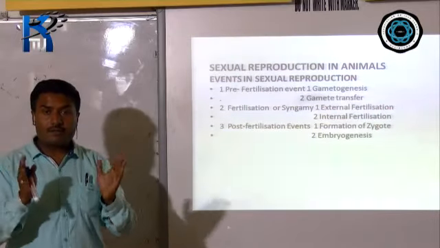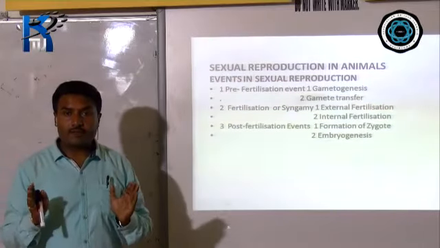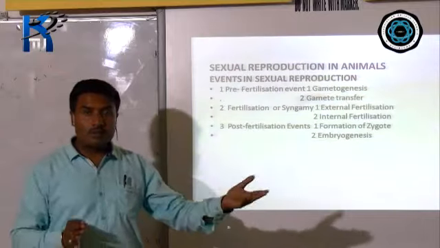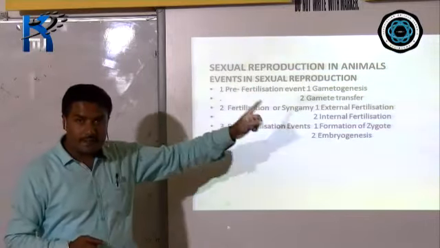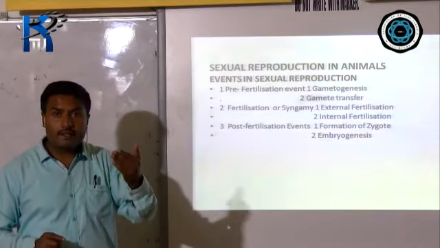That means the gametes should get formed, the reproductive cells should get formed. In the case of human beings, the male should be able to produce sperm, and the female should be able to produce ovum. That is called gametogenesis. The reproductive organs should be functional in nature.